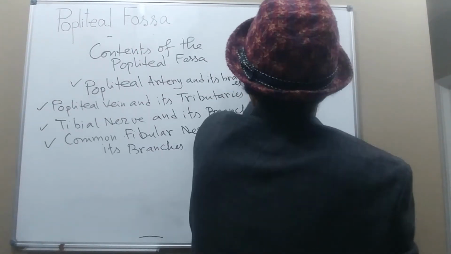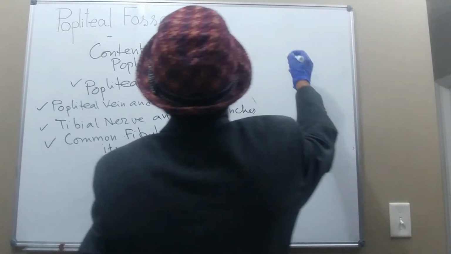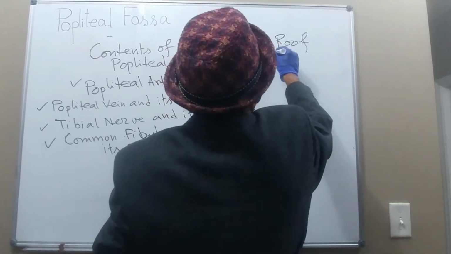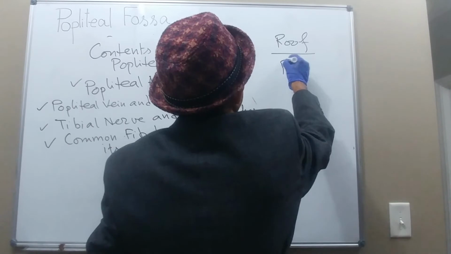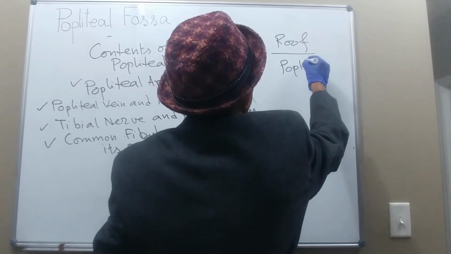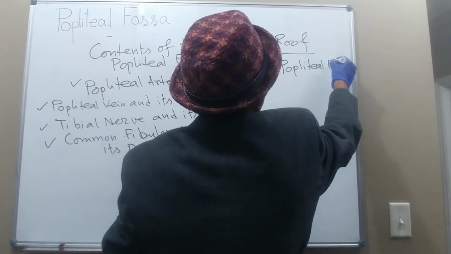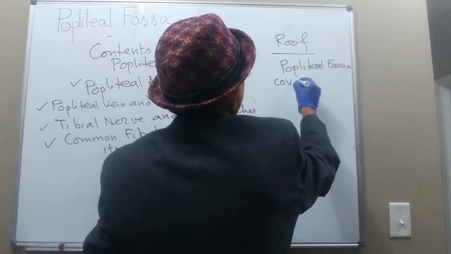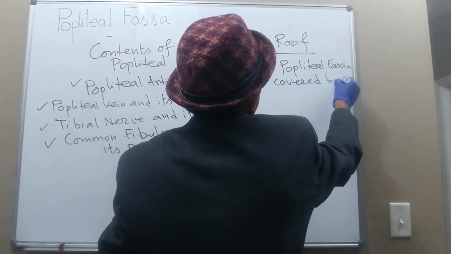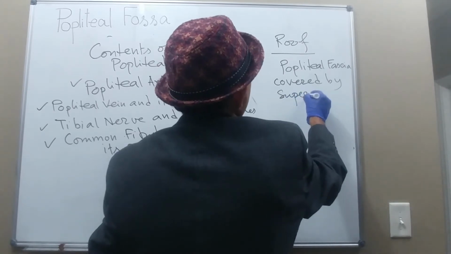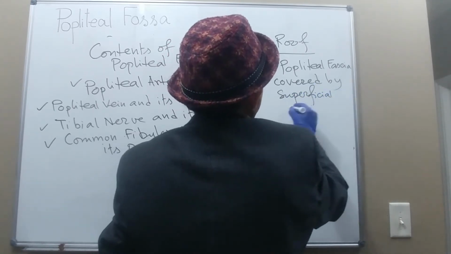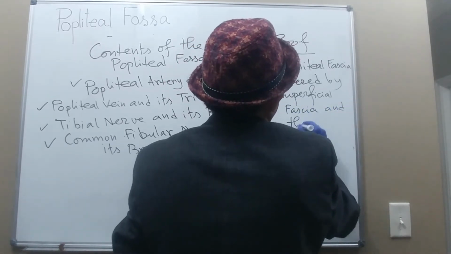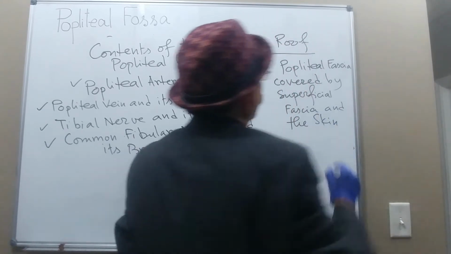We have to describe the roof of the popliteal fossa. Popliteal fossa has floor, roof. How is it formed? The roof is formed by the popliteal fascia, covered by superficial fascia and skin. So that is the roof.